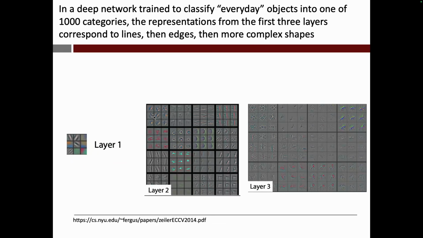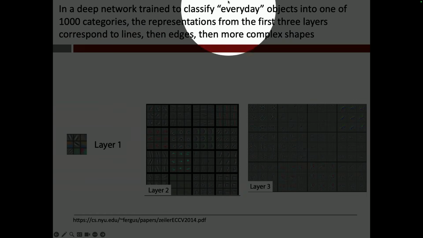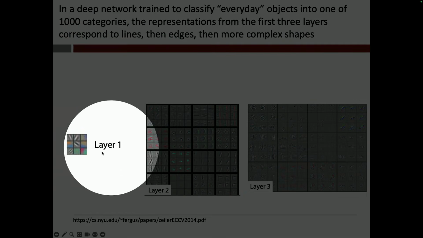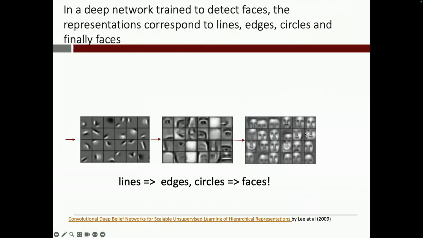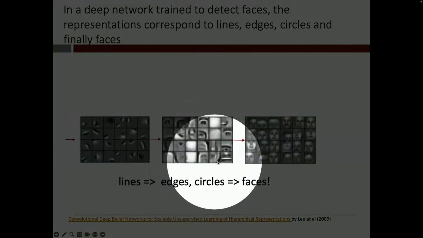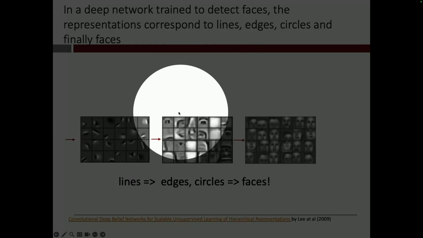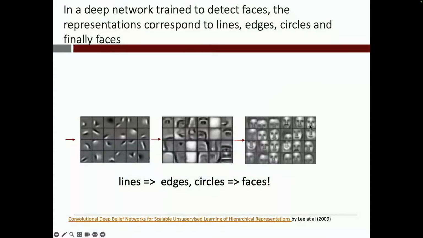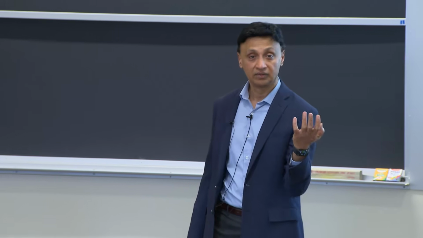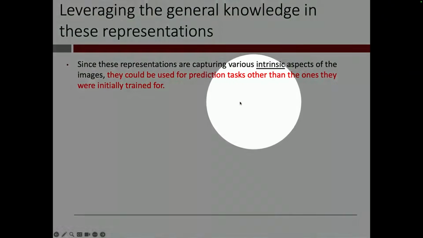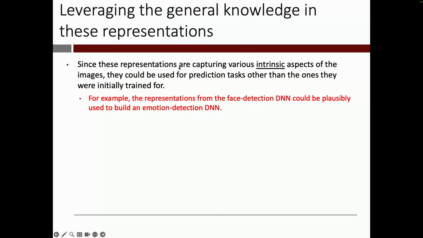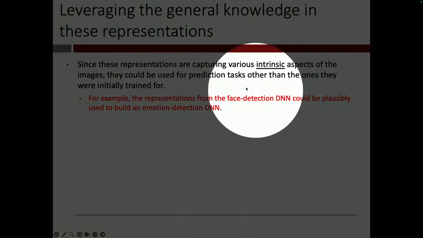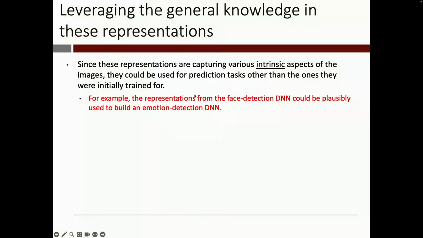So if you look at this, I think I've shown you before, right? If you look at a network that classifies everyday objects into a bunch of categories, it can learn all these little patterns in the beginning and later on and so on and so forth. And this is a face detection network. It has learned how to identify little circles and edges and nose-like shapes and finally faces. So all these things are examples of representations learning interesting things about the input. Okay? Since these representations are capturing intrinsic aspects of the data, you can use them for other things, right? You can take a face detection neural network and reuse it for emotion detection, for instance.